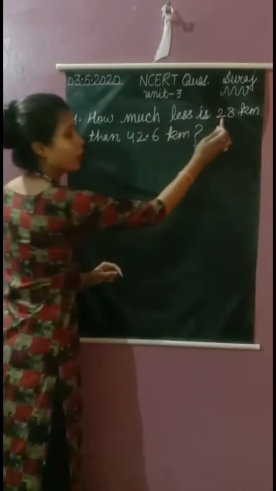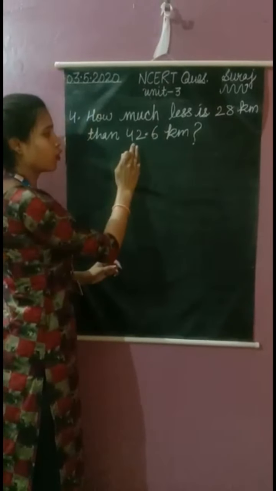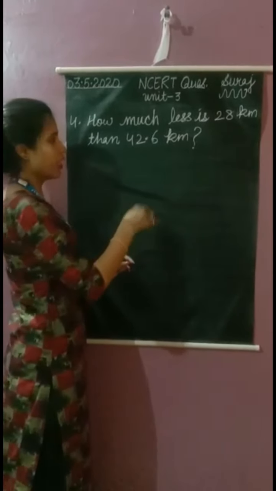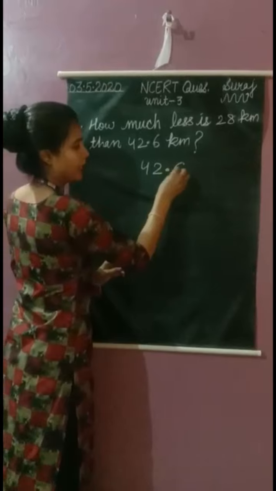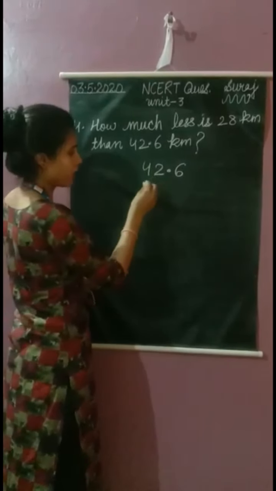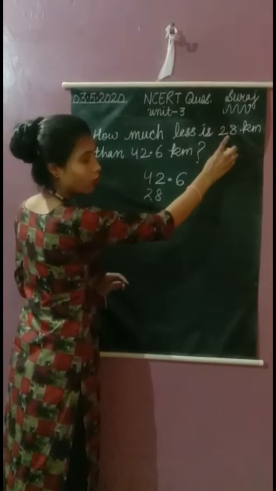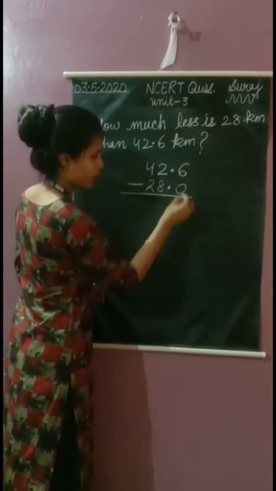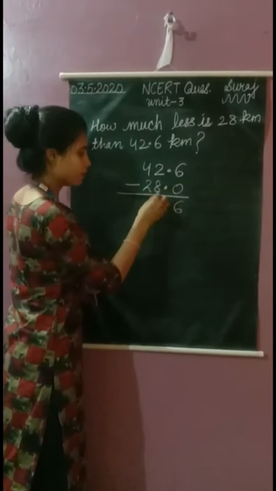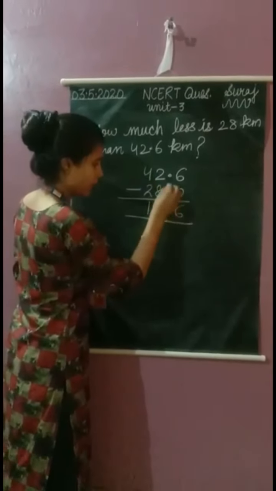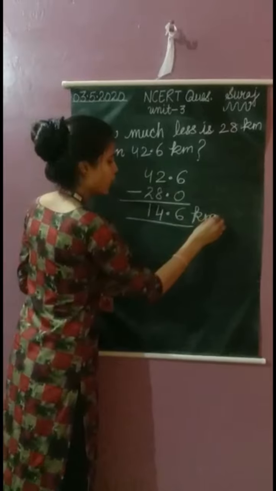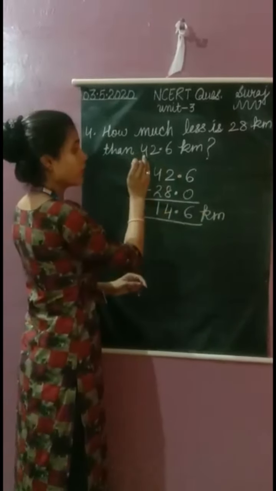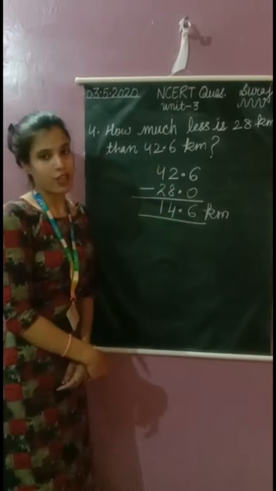Now fourth question, how much less is 28 kilometer than 42.6 किलोमीटर. इस क्वेश्चन में 28 किलोमीटर छोटा है 42.6 किलोमीटर से, बट कितना छोटा है हमें ये बताना. ओके, तो हम सब्ट्रैक्ट करेंगे. And in this, no decimal, so we use here like that. Okay, now subtract it. This is your 6. Now 12 minus 8, 4 and get 40. And it means 14.6 kilometer less than 28 kilometer. किससे? 42.6 किलोमीटर से. Okay student.